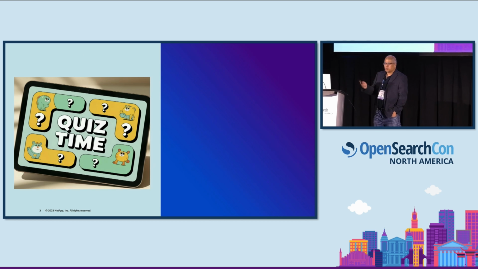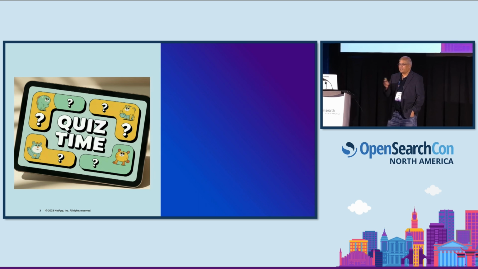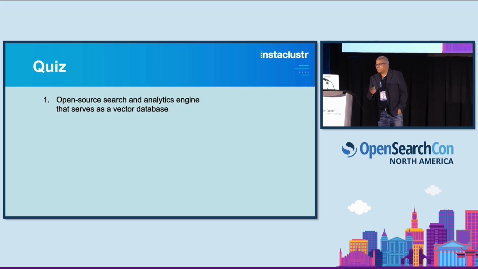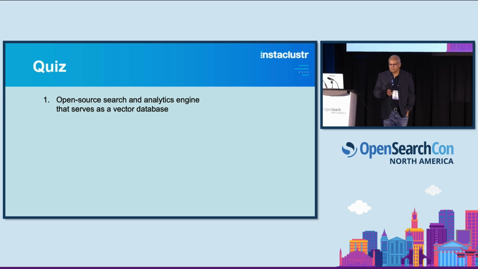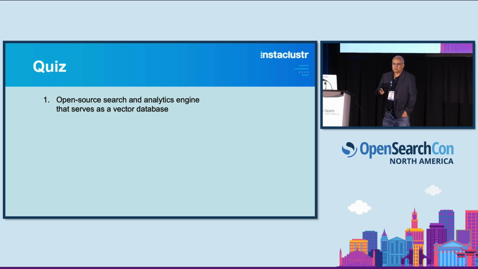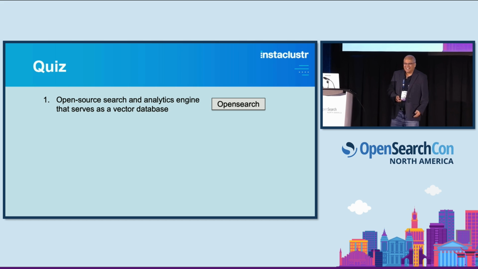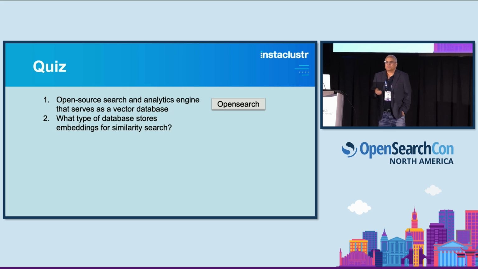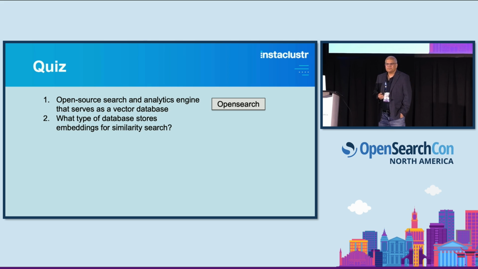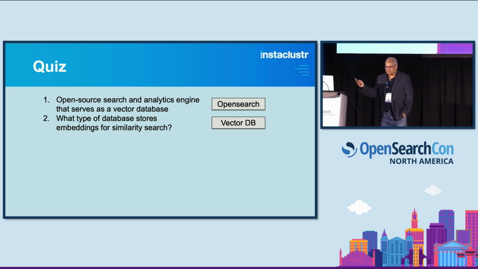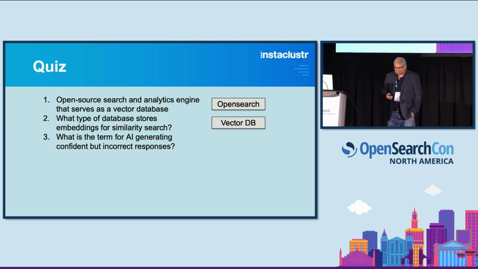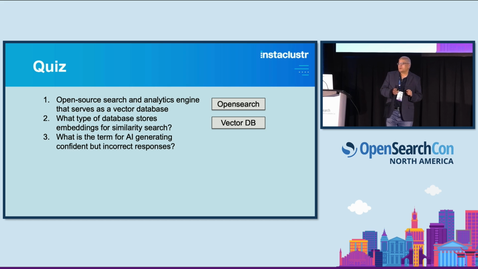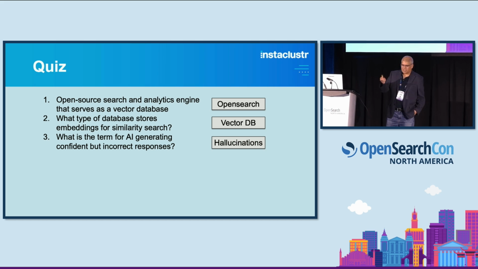All right, so a short quiz. It's just for fun, just to set the context and lighten up the mood. So, open source search and analytics engine that serves as a vector database. OpenSearch. Yeah. Good guess. Okay. What type of database stores embeddings for similarity search or semantic search? Vector database. All right. What is the term for AI generating confident but incorrect responses? Okay, hallucinations.